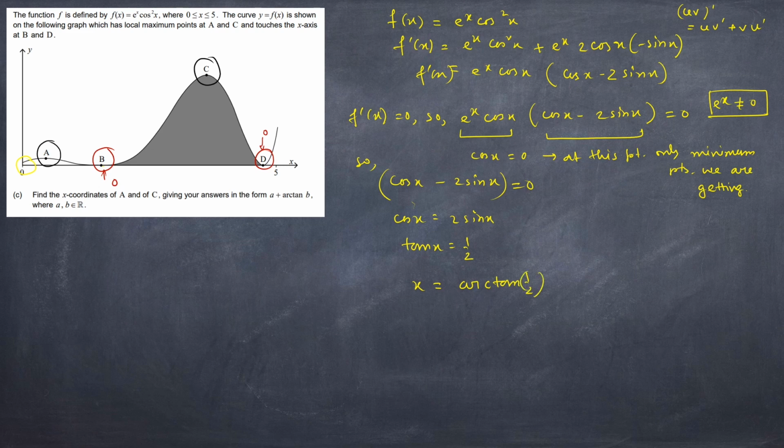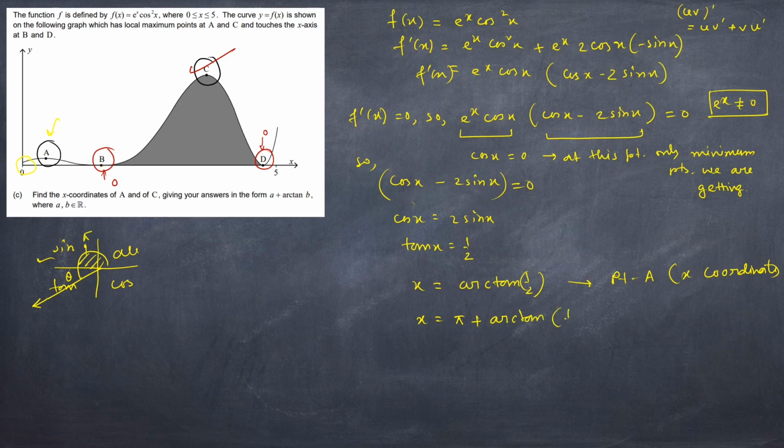So the first point we got, x equals arctan half, is this point. This is the x coordinate of point A. And to find the coordinate of C, as we know from the all sin tan cos rule, we can get this value in this quadrant also. This quadrant is the pi plus quadrant, because this part is pi, so this angle will be pi plus the angle. So again we can write x equals pi plus arctan half. This is the x coordinate of point C. In this way we have got both the points.